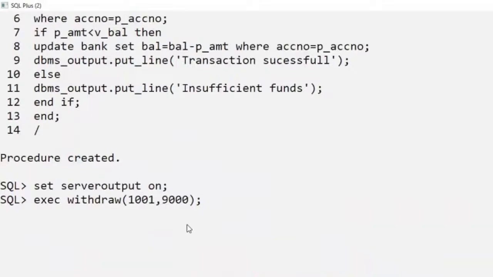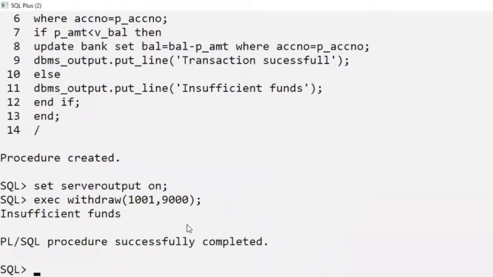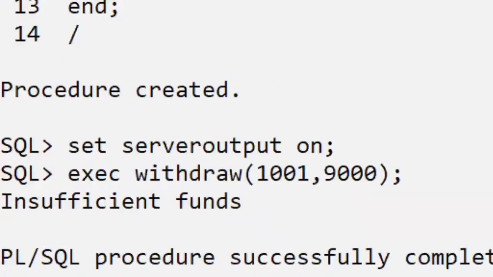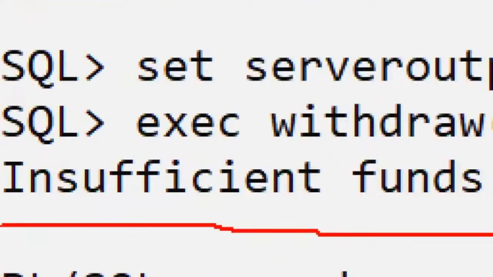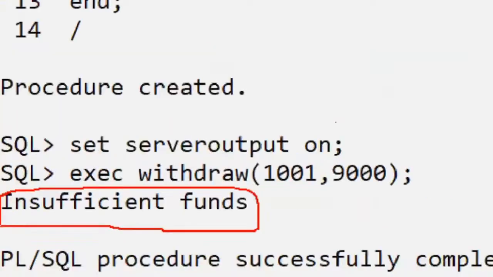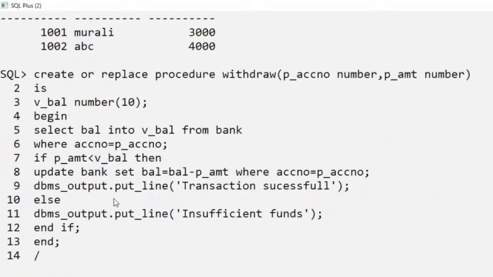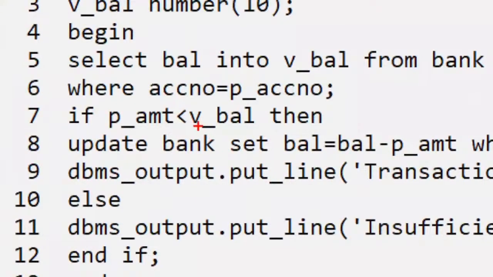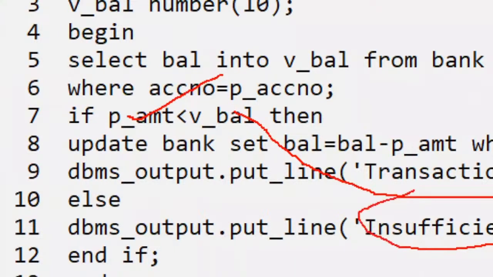Whenever I try to withdraw 9,000, is it possible? No. So now it will give a message, insufficient funds. It will display the message or not. How is it possible? This coding is executed, whatever I'm writing is executed. Your amount is more than the available balance. That's why insufficient funds only. It will display the message, yes.